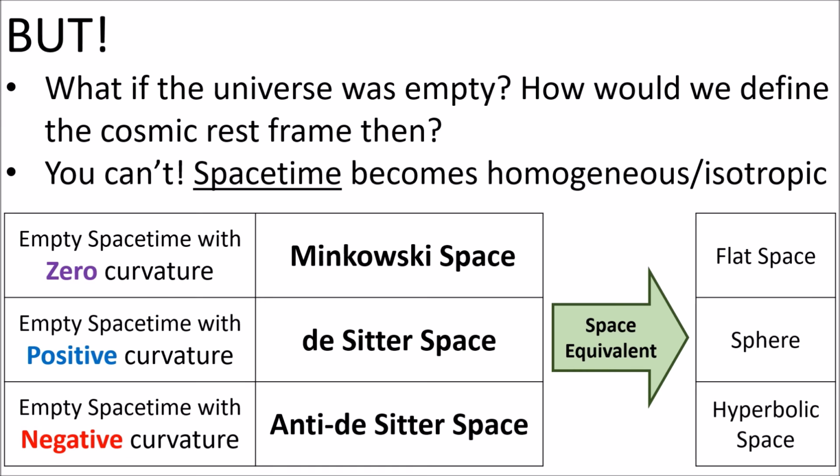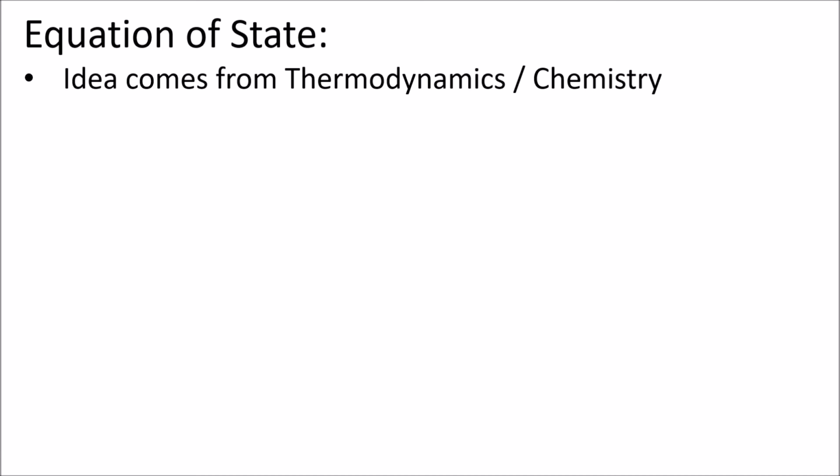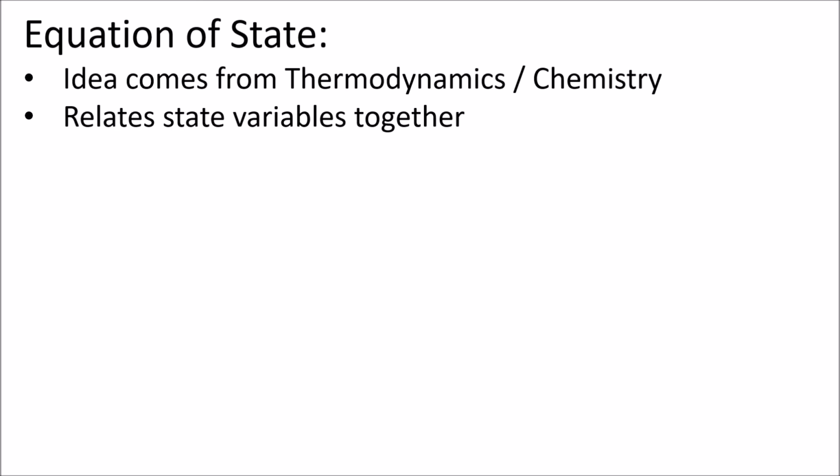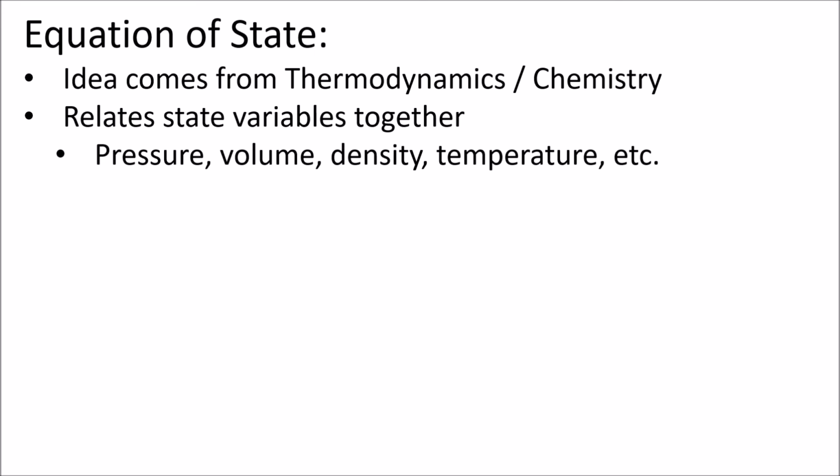We'll cover them in more detail in the next video when we see how the Friedmann equations define the evolution of the universe over time. The last thing I'll talk about in this video is called the equation of state for the universe. The idea of an equation of state comes from thermodynamics and chemistry, where we relate variables that describe the state of a system, like pressure, volume, density, and temperature, together in an equation.